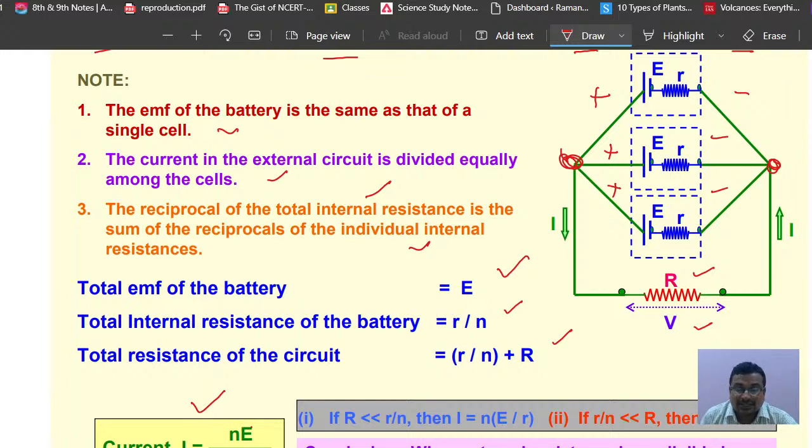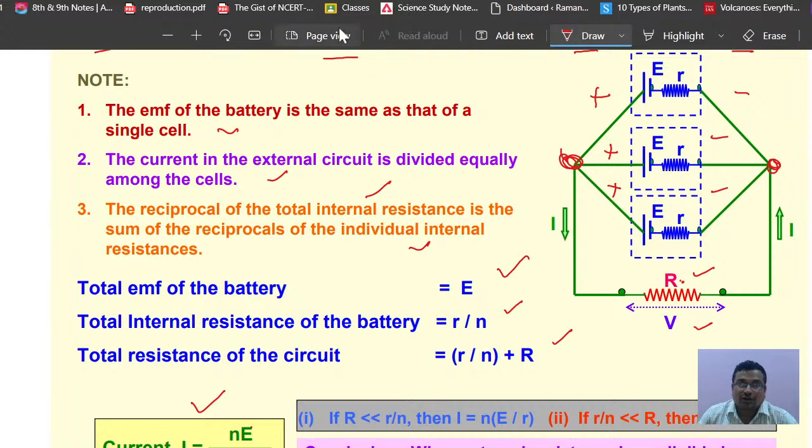So let's see the conclusion for cells connected in parallel. When the external resistance of cells connected in parallel is negligible compared to the internal resistance of a cell, then the cells are said to be connected in parallel. So now we are getting the maximum current when they are connected in parallel. Hope you understand this.